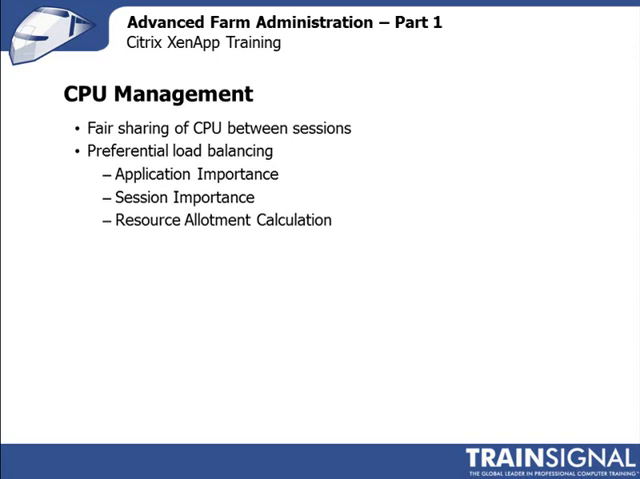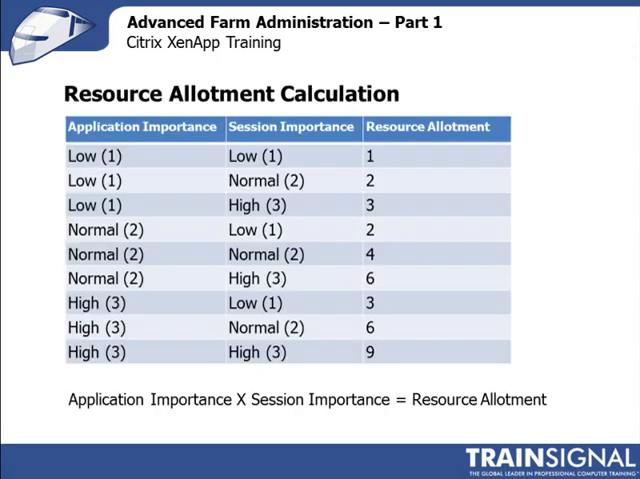What that means is we're going to base that on the application importance, and we're also going to base that on the session importance, and we're going to come up with a number. That number is going to determine the access to the CPU that particular session and that particular application is going to get. Now let me show you a table here. This is how it's going to be determined. This is the resource allotment calculation.